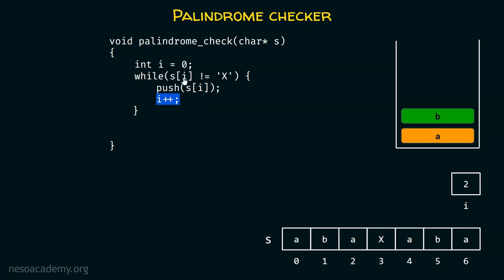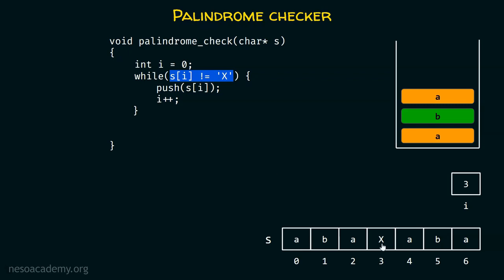This becomes 2. Again, we'll check, is S[i] equal to X? That is S[2] equal to X? S[2] is this character. S[2] is not equal to X. Therefore, we can get inside this while loop. We can push this element onto the stack and then we will increment our I variable and it becomes 3. Now we'll check, is S[3] equal to X? Yes, you can see that S[3] is equal to X. So we will get outside of this while loop. Isn't that so? We have reached the middle of the string. Now we are done with pushing all the elements onto the stack.